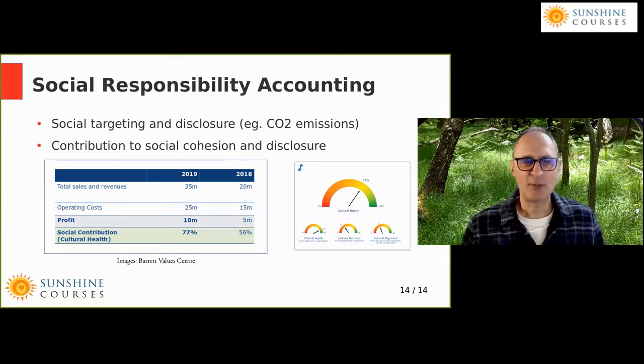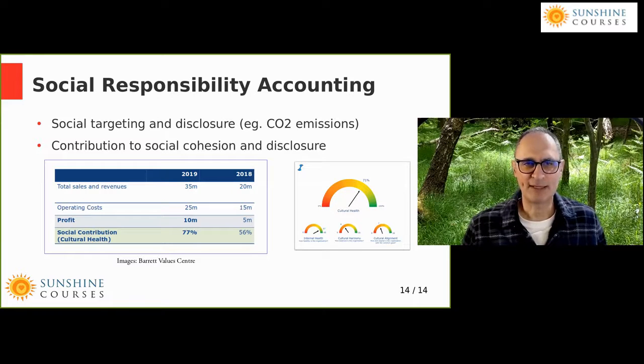And you'll notice at the bottom of this, I've actually included a disclosure which shows total sales and revenue, in this case of £35 million, operating costs of £25 million in 2019, profits of £10 million. But look, the social contribution is 77%. Now, on its own, you don't really know what 77% means. Is that a good or bad thing? I can just tell you anything above 50% is good. It's just the way these ratios are set. But you should aspire continually to increasing these rates.